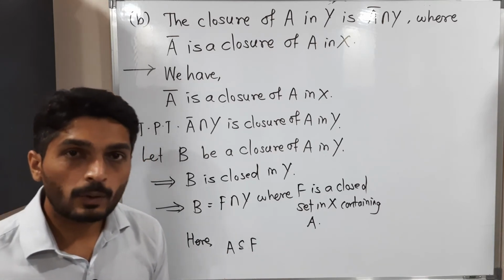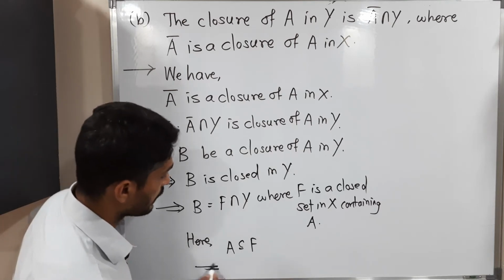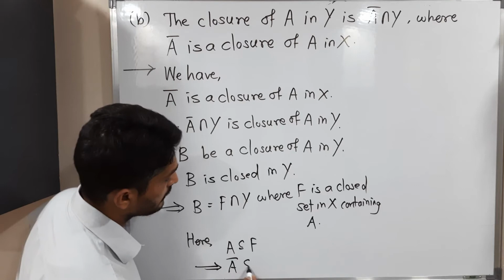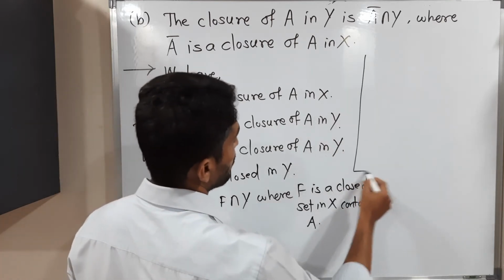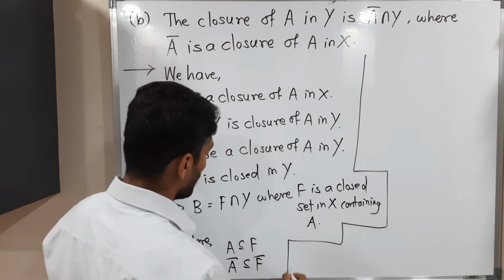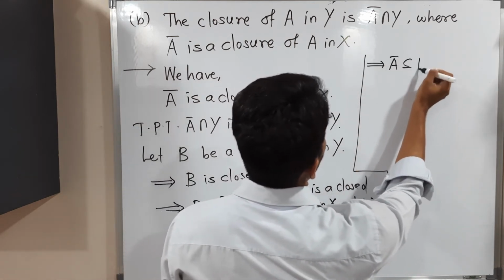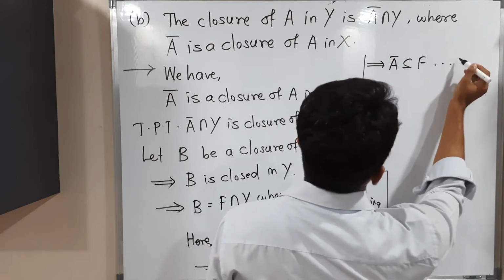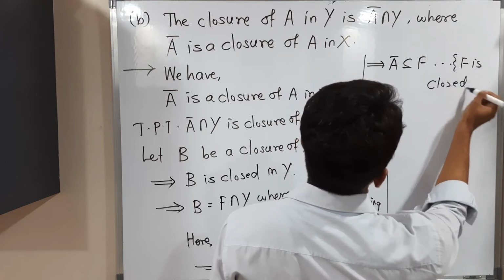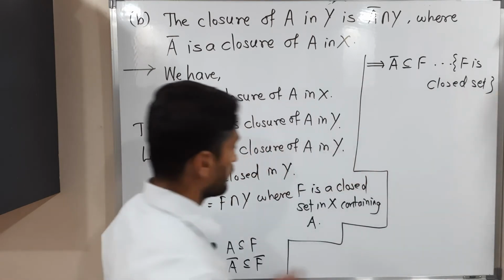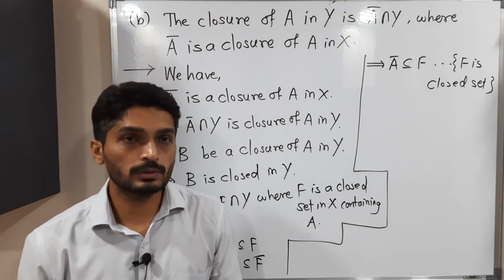After that, what will I do? I will take closure on both sides. So therefore, we will have A bar subset of F bar. Okay, we have some space, so let us continue here. So this implies A bar is a subset of F, because F is a closed set, you know that. F is a closed set, so therefore F bar is equal to F since it is closed.